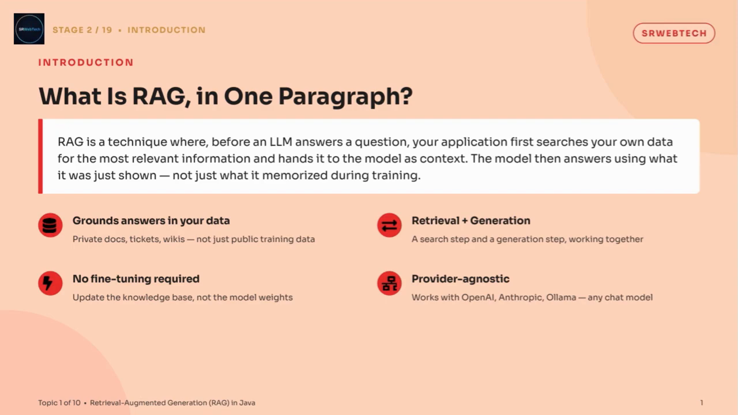This approach works with any chat model: OpenAI, Anthropic, Llama, you name it. The key: it's provider-agnostic and doesn't require fine-tuning the model itself. Instead, we update the knowledge base. RAG combines a search step with a generation step. Before the model answers, it first finds the most relevant info from your private data, like docs, tickets, or wikis, and then generates a response grounded in that data. It's a powerful way to get accurate, context-rich answers.